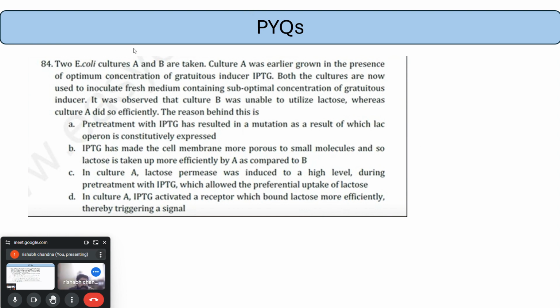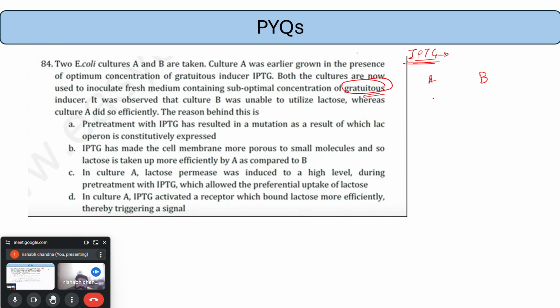So, first thing, IPTG is, as we have discussed in the applications for the lac operon, isopropyl beta D-1-thiogalactoside. Okay, so it's an isomer of the lactose or allolactose only. It is also called a gratuitous inducer because it induces the lac operon but is not metabolized by the cell. So what we have is two cultures A and B of E.